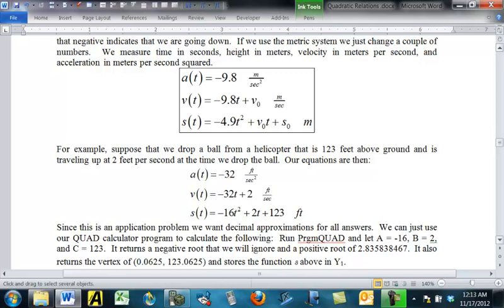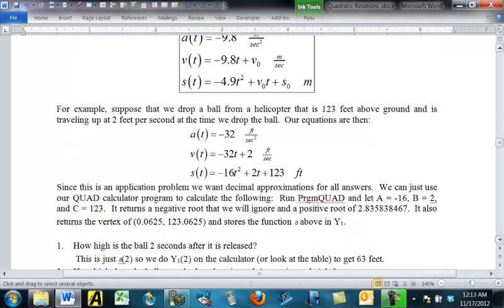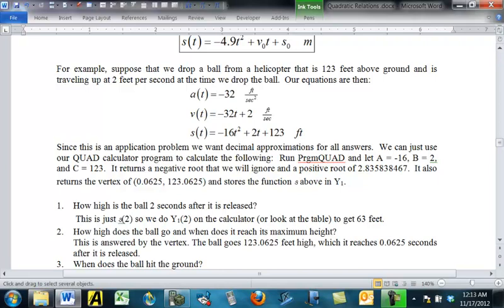If the ball was thrown down at a rate of 2 feet per second, that would be a negative 2, but it's actually going up at 2 feet per second. So for just a teeny bit, it's going to go up a little, and then of course it's going to reach a maximum height and start down, and it gets faster and faster as it goes down. The height is then given by negative 16t squared plus 2t plus 123, because 123 was the initial height. Now, the instructions here say to run the program to figure this out, but there are other ways to do this if you don't have the program.